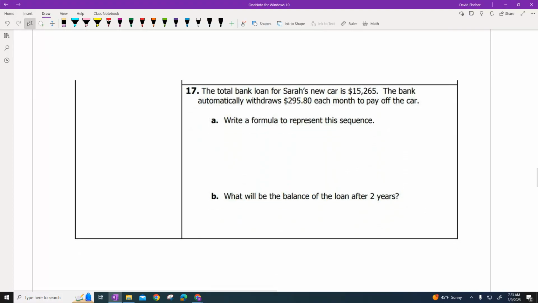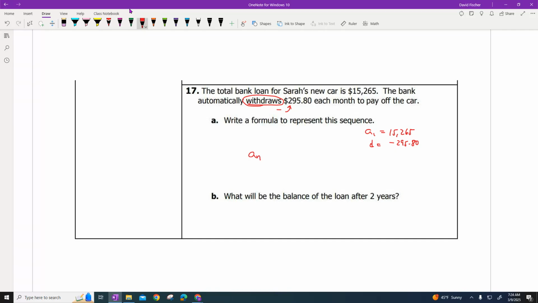Okay? Now, total bank loan for Sarah's new car is this much. The bank automatically withdraws. Withdrawals means they're taking money out of the account. So the biggest mistake kids make is that's a negative number right there because you're withdrawing it. So, my A sub 1 in this case is $15,265. And my D, very important, is a negative 295.80.